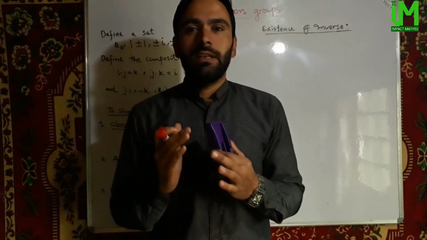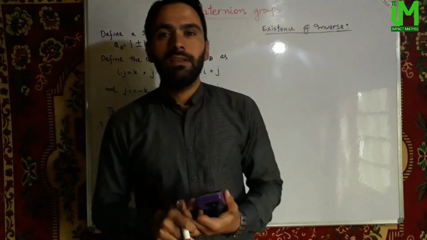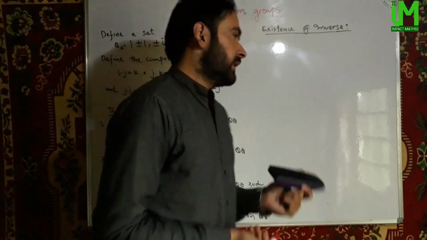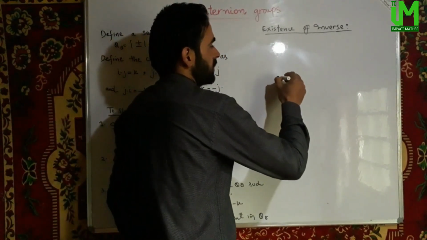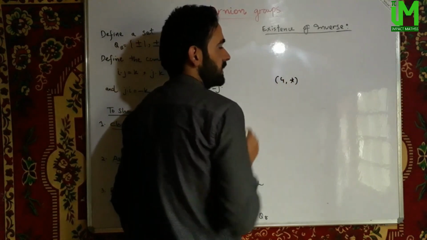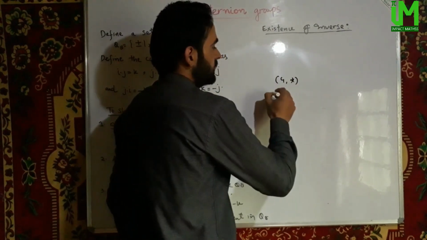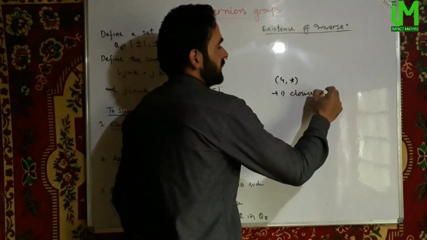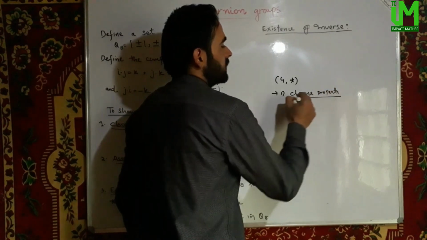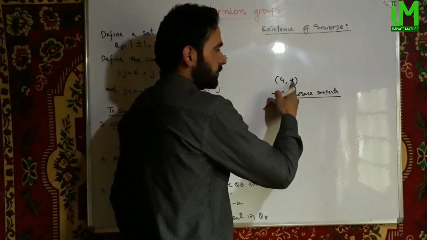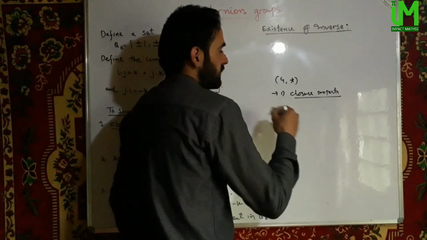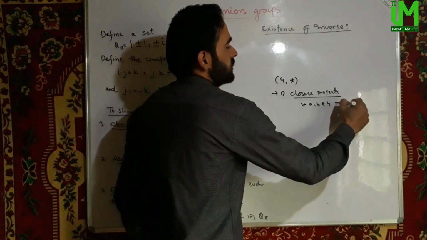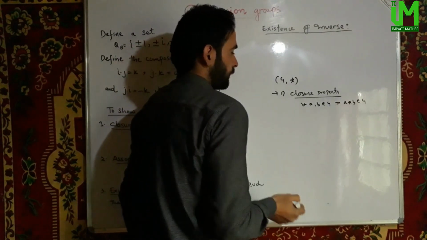As we are already familiar with a group structure, a group is essentially a set along with a binary operation which satisfies a group checklist. That is, a set G along with a binary operation star is said to be a group if it satisfies, number first, closure property, that is the composition of any two elements of G under this operation star is again in G, that is for all A, B belonging to G implies A star B should also be in G.